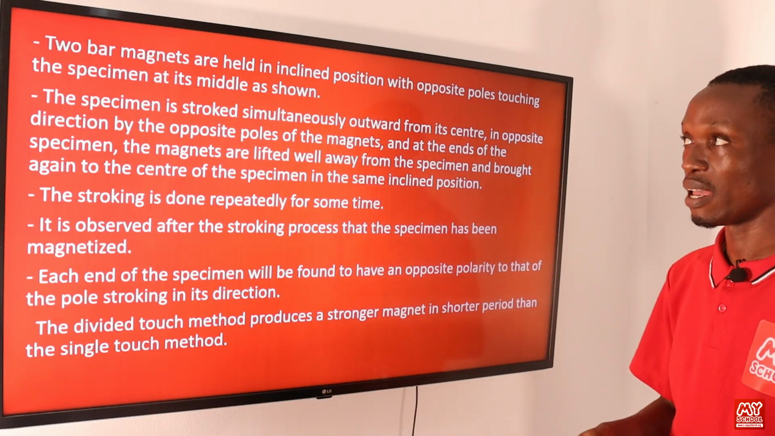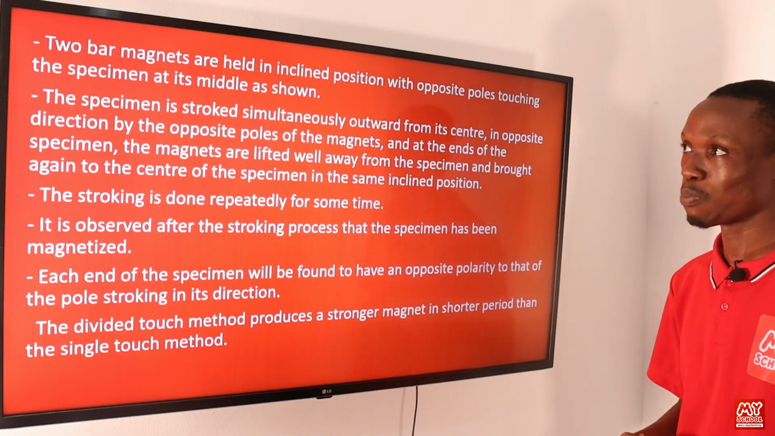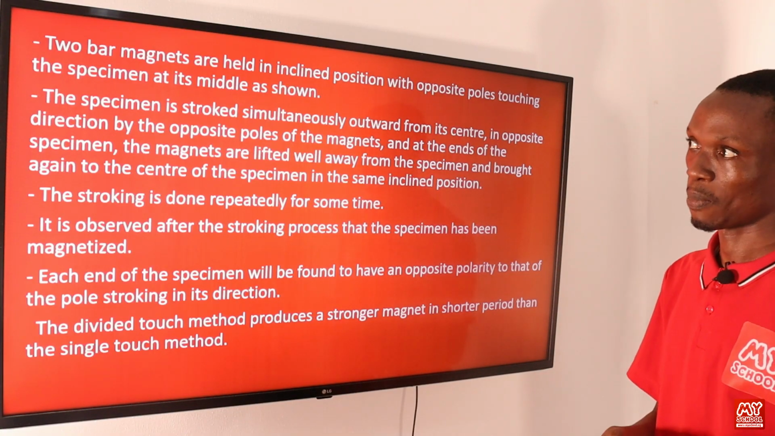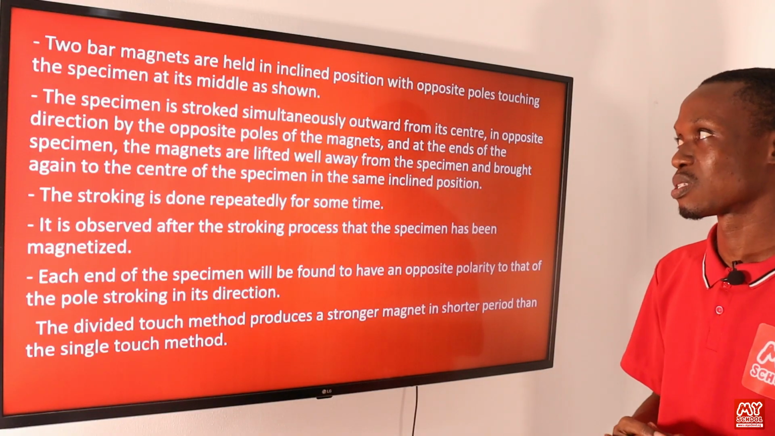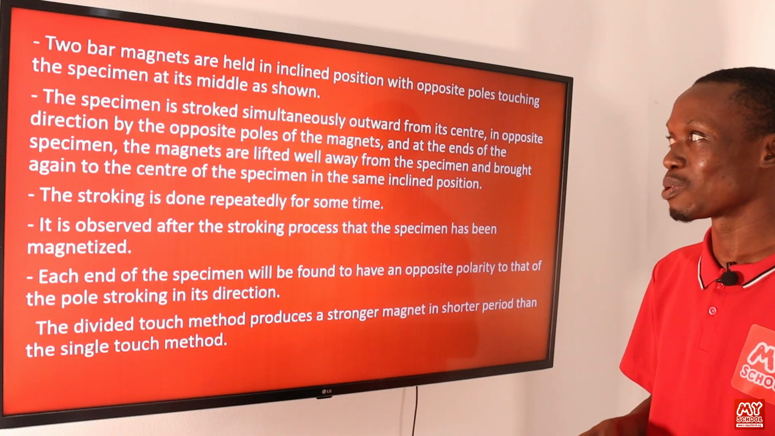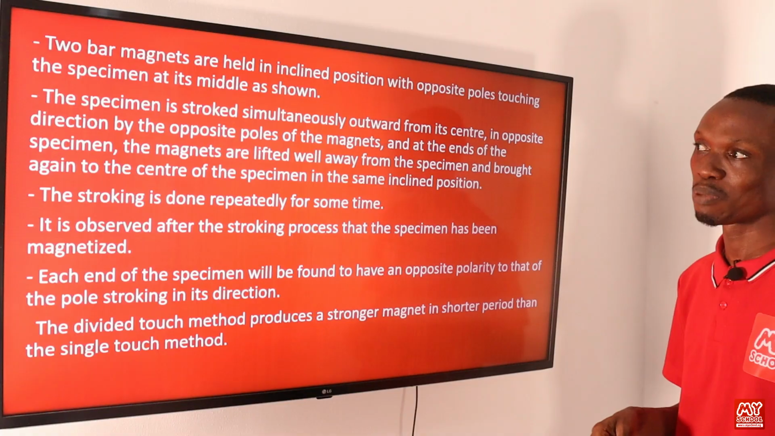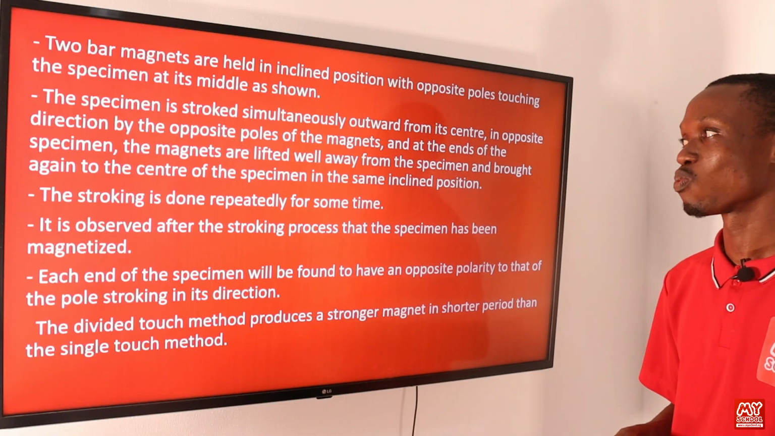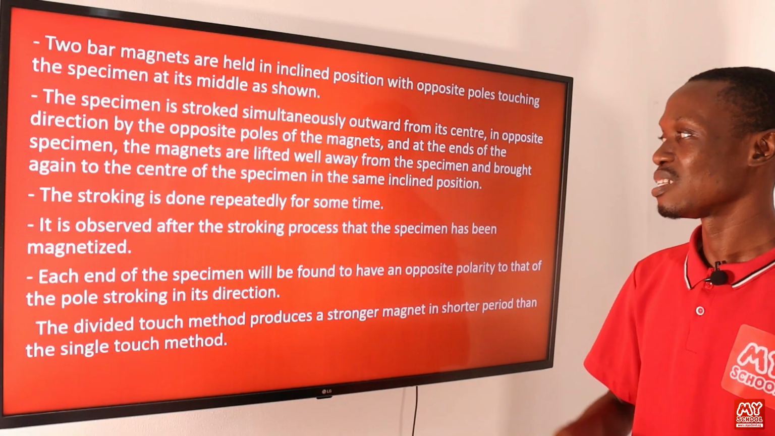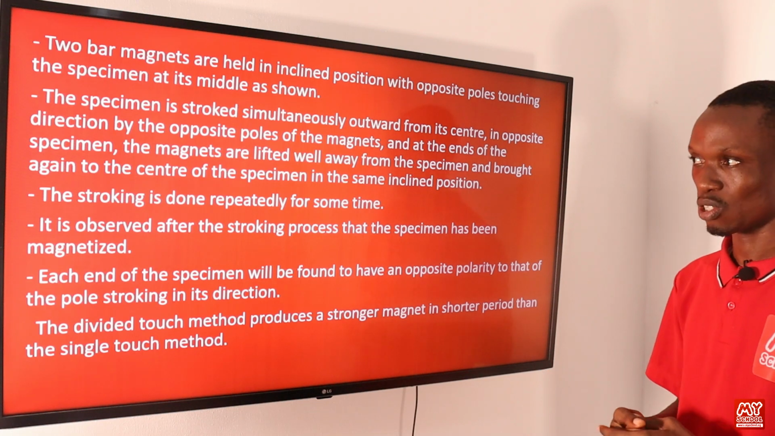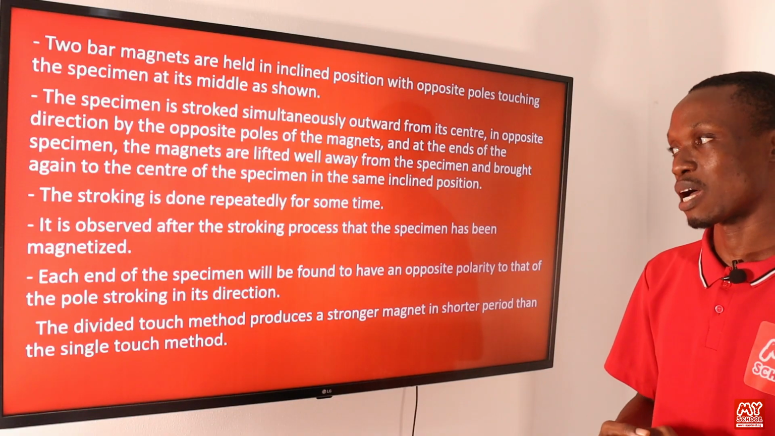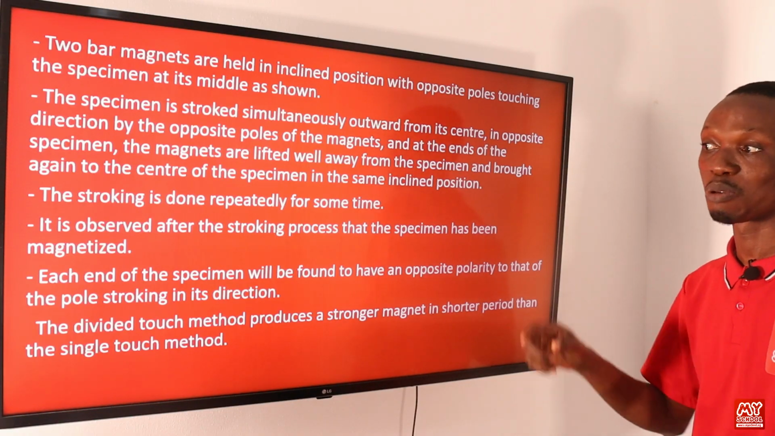So two bar magnets are held in an inclined position with opposite poles touching the magnet at its middle, as shown in the diagram that we just saw. The specimen is stroked simultaneously outward from its center in opposite directions by the opposite poles of the magnets, and at the end of the specimen the magnets are lifted well away from the specimen and brought again to the center of the specimen in the same inclined position. The stroking is done repeatedly for some time. It is observed after the stroking process that the specimen has been magnetized.